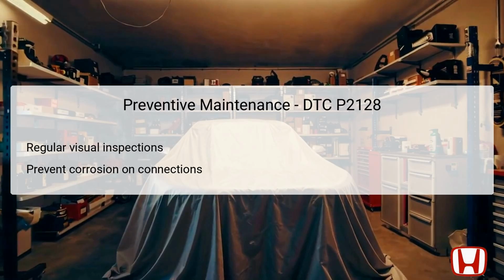electrical flow. Additionally, using treatments or protective measures on connections can prevent corrosion from affecting the system and lead to better performance. Keeping up with routine maintenance ensures that electrical systems function optimally and can extend the lifespan of components like the APP sensor and PCM, ultimately leading to safer and more reliable vehicle operation.